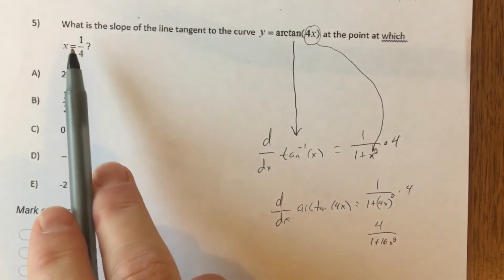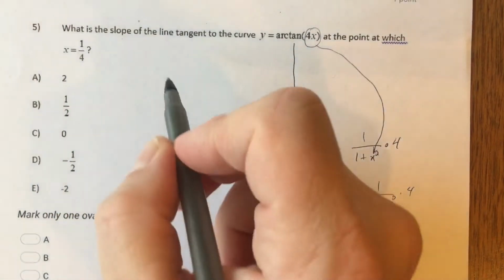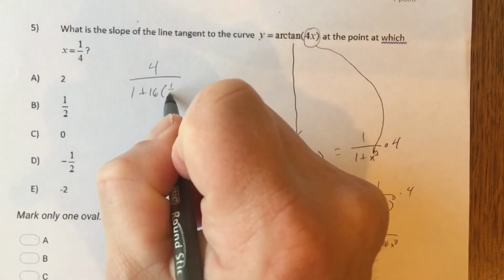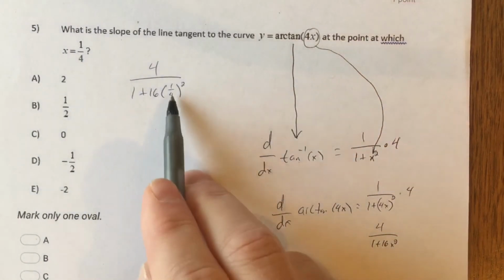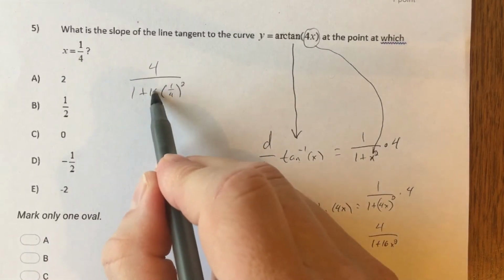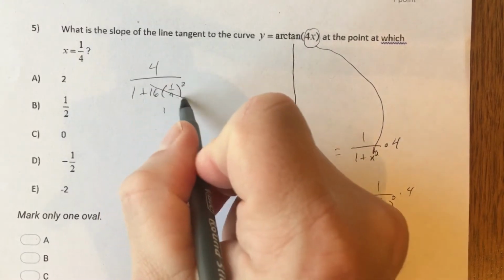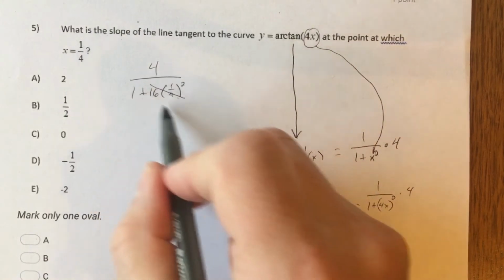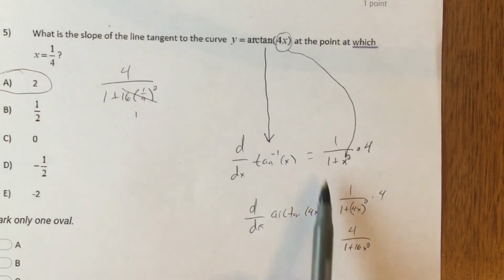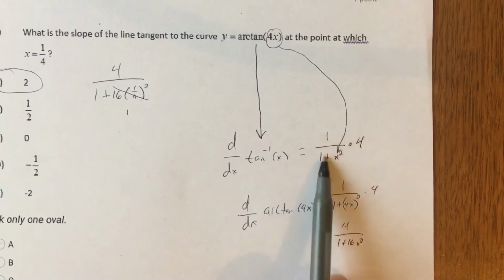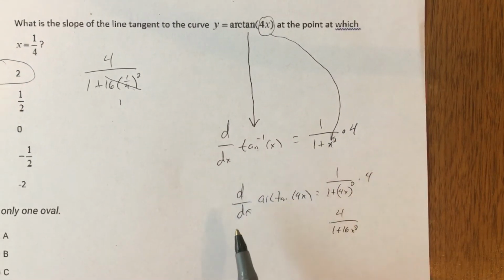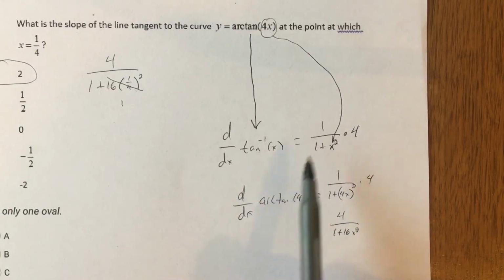Then the next thing they say is, well, what happens when x is 1/4? So we're going to have 4 over 1 plus 16 times 1/4 squared. 1/4 squared, 1/4 times 1/4 is 1/16, times 16 would give us 1 here. So 4 divided by 2 gives us 2. So you have to remember this arctan derivative in case it pops up. Not sure, it doesn't come up often, that's why we didn't cover it in class, but you never know what they might throw at you.